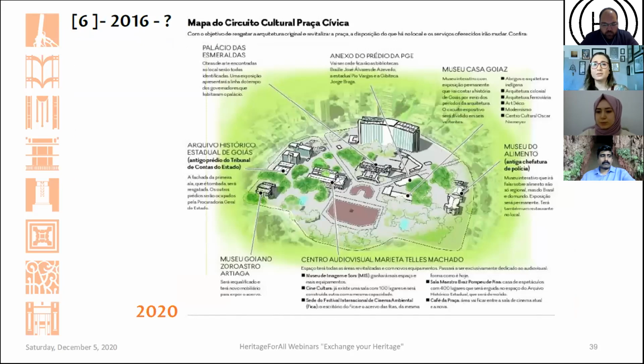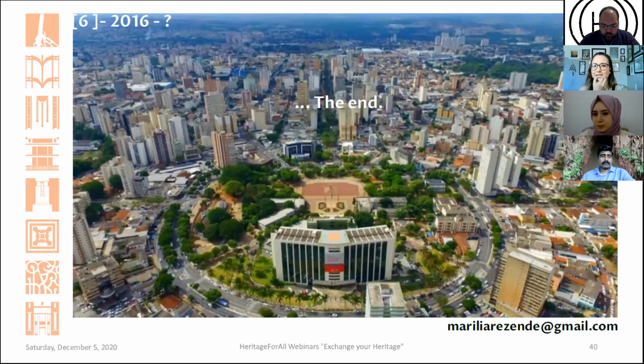The government wants to do the cultural circuit on the square, but I can't see any of it working in real life. It's more publicity, more a thing to put in the papers and the journals, but the things are not happening and they are not listening to the people. It's a real thing they need to do for the future. And this is it, a big, small part of my research.